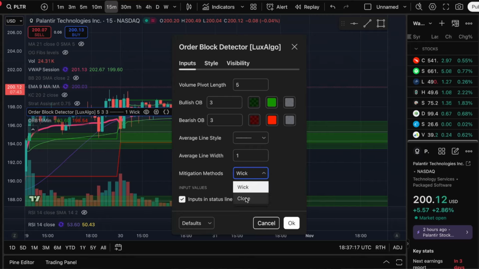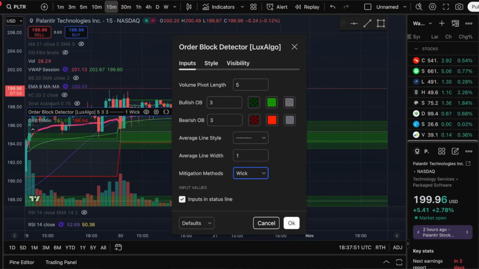There is close, but I like wick. The reason I like wick is because wick shows you the full extent of where that stock went. Now, if in mitigation methods I were to put close, that would show the order blocks where they close. So a lot of times it would be a lot more narrow, and I would find a lot of my order blocks getting blown up and not really knowing why, because the range would be shorter, not showing some of the teasing that it might have done to the downside or the upside.